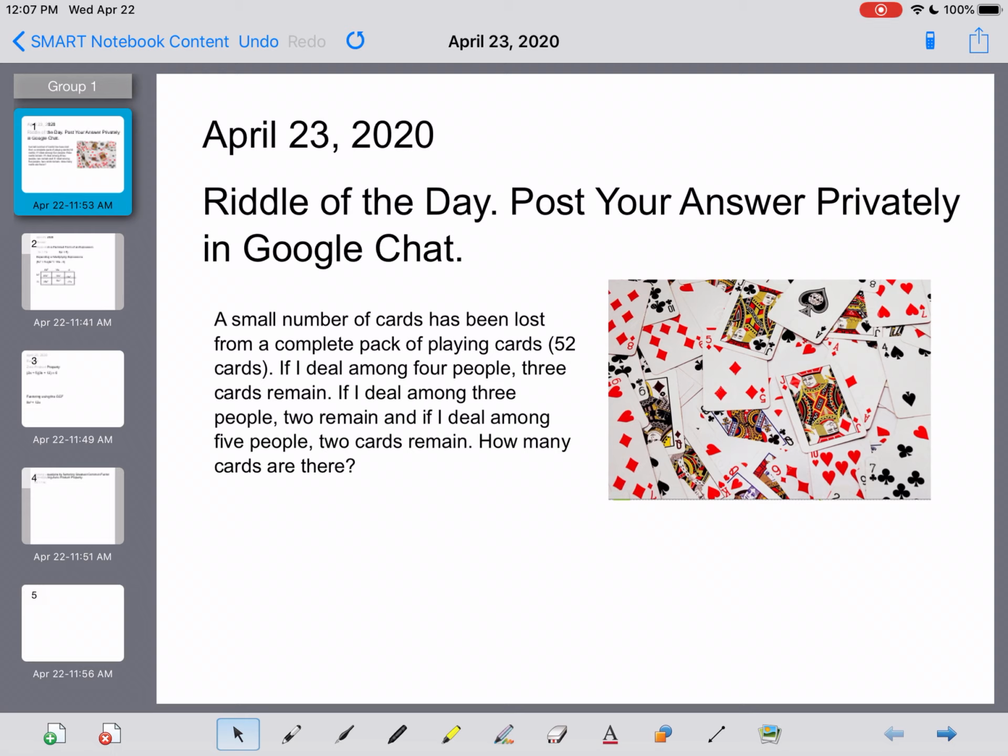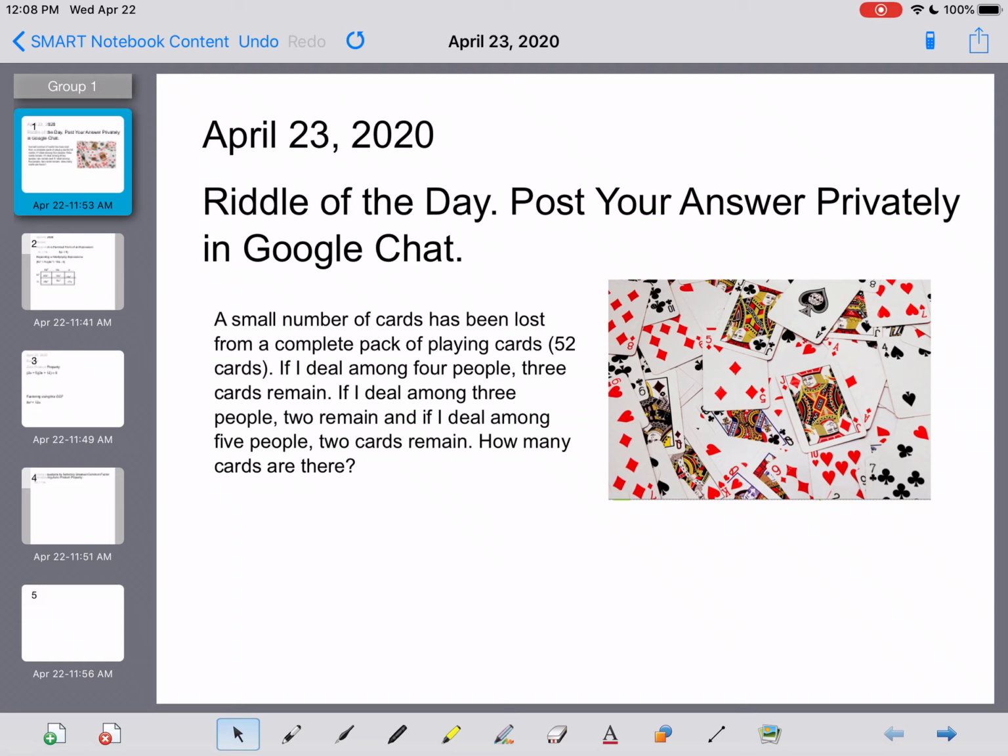Here is the riddle of the day. Please post your answer privately in Google Chat, and then you will receive 10% extra credit on today's assignment. So here it is. A small number of cards has been lost from a complete pack of playing cards, which has 52 cards. If I deal among 4 people, 3 cards remain. If I deal among 3 people, 2 remain. And if I deal among 5 people, 2 cards remain. How many cards are there?